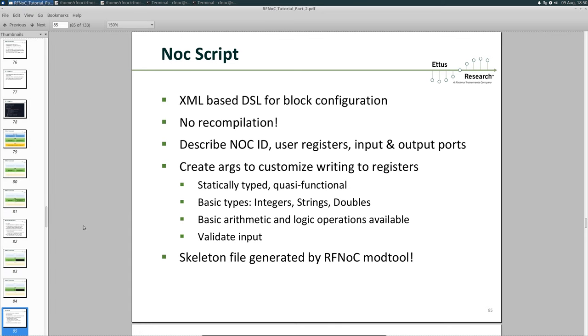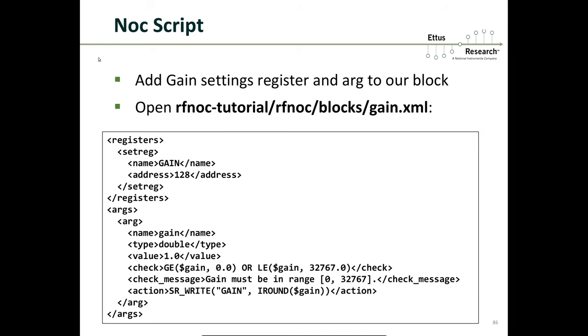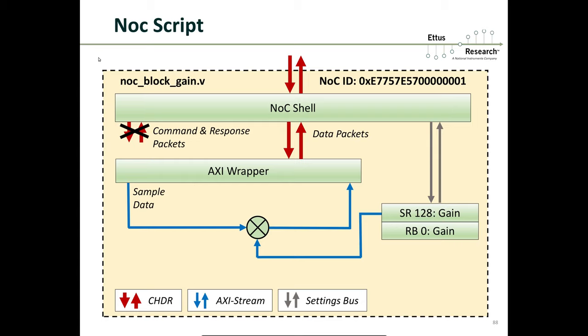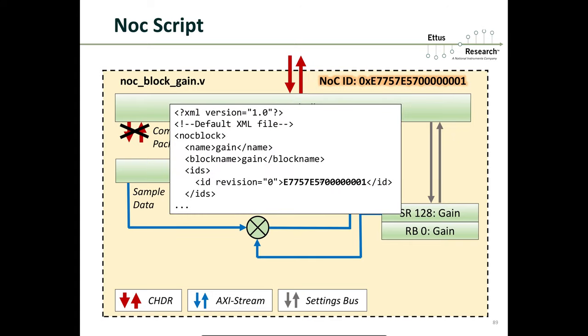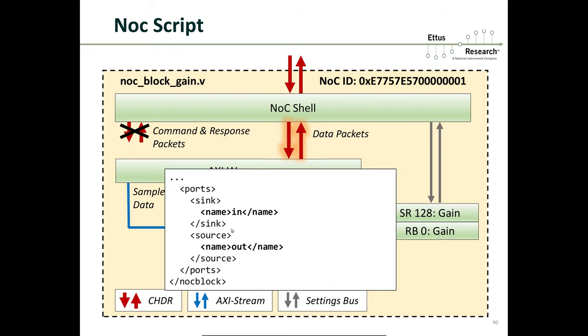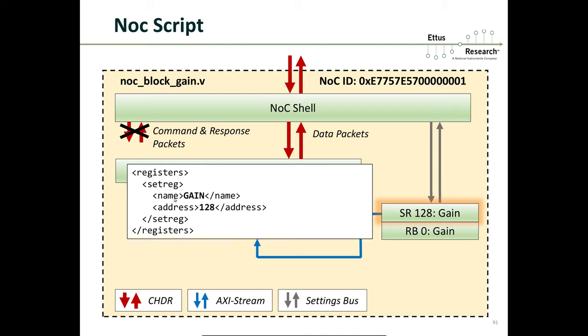Okay, so that is the NOC script. Let's go back to our block diagram and see how NOC script applies to this block diagram. So first we have the NOC ID right here. Next we have the NOC shell, and there was a port section, input and output. So this would be the case where if you had multiple virtual ports, you could name these different sinks and sources. Each one would just have a different name. You'll see, like on the DDC block for the two input and output ports, one's called in0, out0, and another one's called in1, out1. Then we have our register gain here with address 128. And then arg doesn't quite map to the block diagram, so we don't have anything for that.